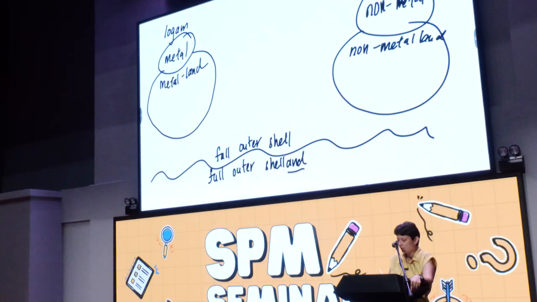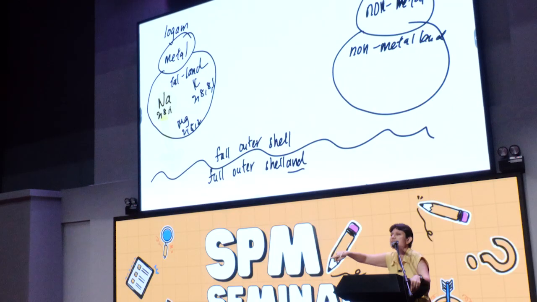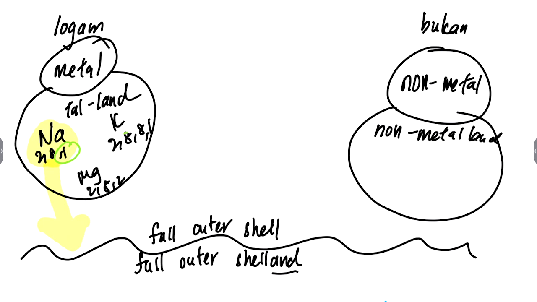Okay. Now, sodium 2,8,1. Potassium 2,8,8,1. Magnesium 2,8,2. Sodium really wants to go to full outer shell land, but cannot because it has one valence electron. Valence electron, can I just throw away? Cannot. I must give somebody. So it asks its friend, please, can you take? No. Can you take? No. So sodium, very sad.